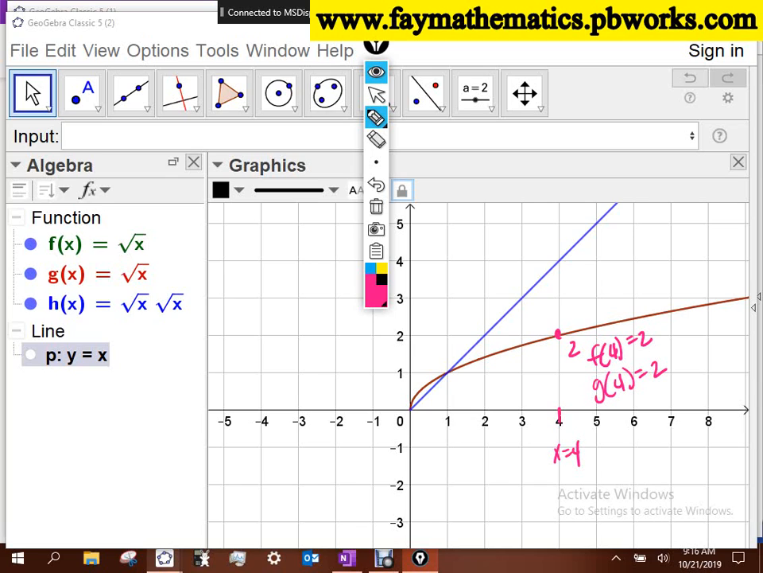When I say f times g of x, what I'm saying is when x is 4, I'm taking f of 4 and multiplying it by g of 4. Well, f of 4 is 2. g of 4 is 2. If I multiply those two things together, I should get 4, which was the x value, right? Does that make sense? Now, here's the reason that I can't do that over here. What's f of negative 2?